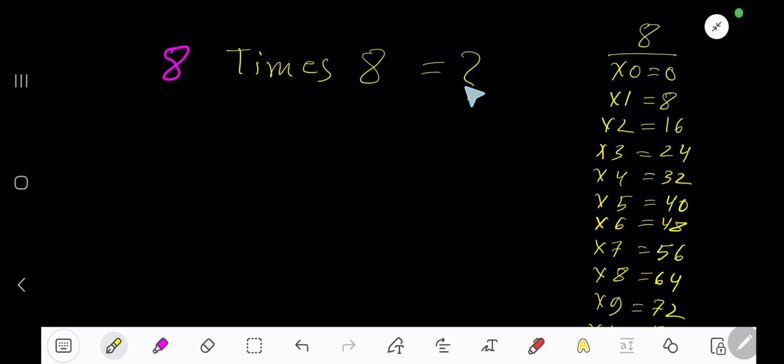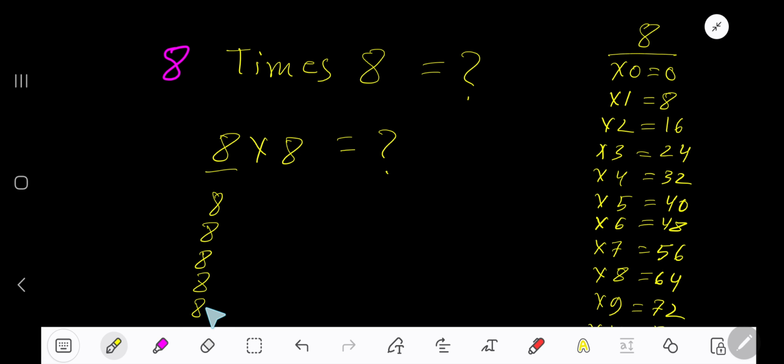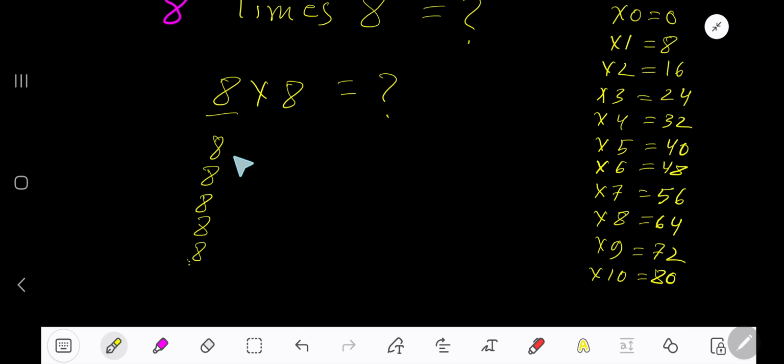8 times 8 equal to what? Look, 8 times 8 equal to what? If you consider this 8, this means that you have to write this 8 eight times: 1, 2, 3, 4, 5, 6, 7, 8, like this. And if you add this 8, you will get 64.